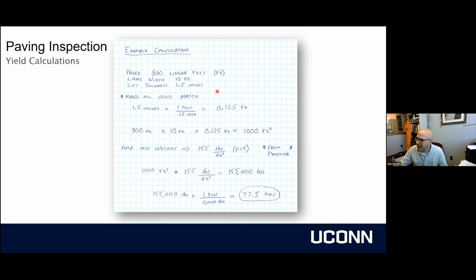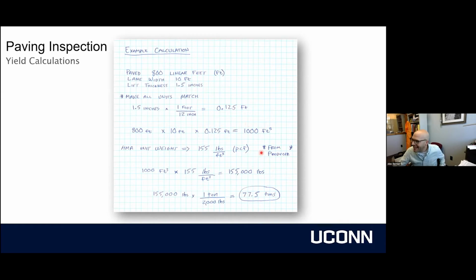So now that we have all of our units in feet, we go 800 times 10 times 0.125. That's all of our feet from our site, right? We can actually measure those. And we get 1,000 cubic feet in this case. It's not a coincidence. I made this math work out easy.